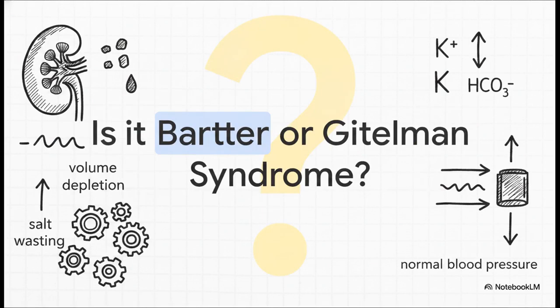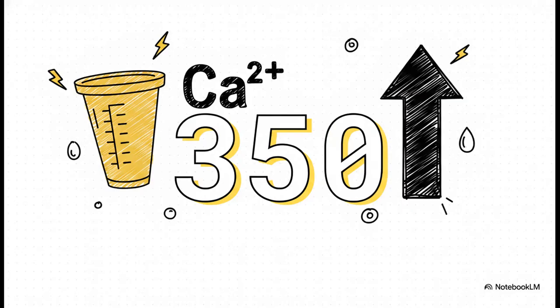Now, both of these genetic tubulopathies share these exact vital signs and blood labs. They both cause salt wasting, which leads to volume depletion, firing up the renin-angiotensin-aldosterone system. That secondary hyperaldosteronism drives the potassium down and the bicarb up, all while keeping the blood pressure seemingly normal. So I need you to make a choice right now, based on this friction point. Is it Bartter or Gitelman syndrome? Shout it out.